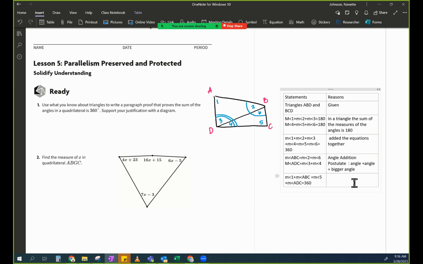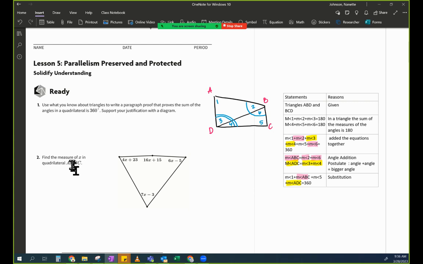Because 2 and 6 were equal to ABC. That's why I put ABC. So I just did a lot of substitution. And same thing goes with 3 and 4. Instead of 3 and 4, I just put ADC. So that's what we call substitution, and then we're done. All right. So this is a pretty solid proof.